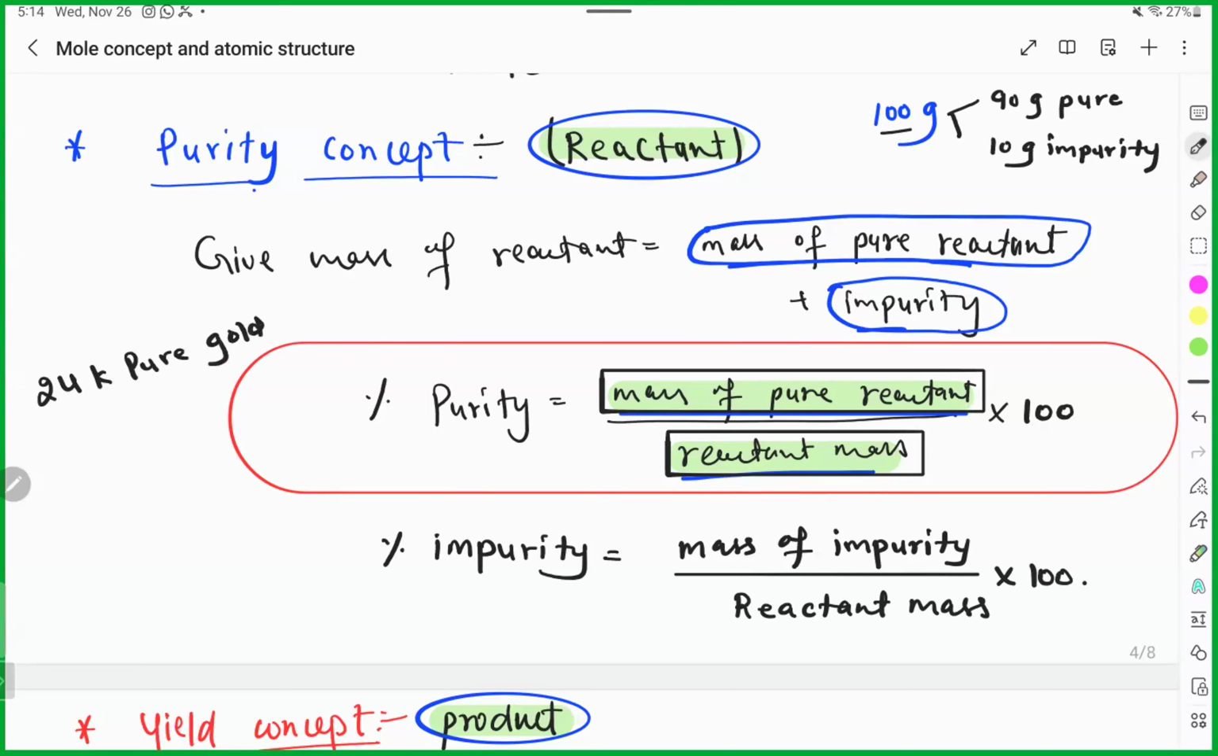Example, we usually have 24 carat pure gold, right? Yes, sir. This is pure gold. But usually whatever jewelry you use, it is 22 carat gold. It means out of 24, 22 is gold and 2 is impurity. How to calculate purity in this situation? Amount of pure gold 22, total 24 multiply by 100. You can calculate percentage of purity. Understood? In case of impurity, it will be 2 by 24. Make sense, guys? Yes, sir.